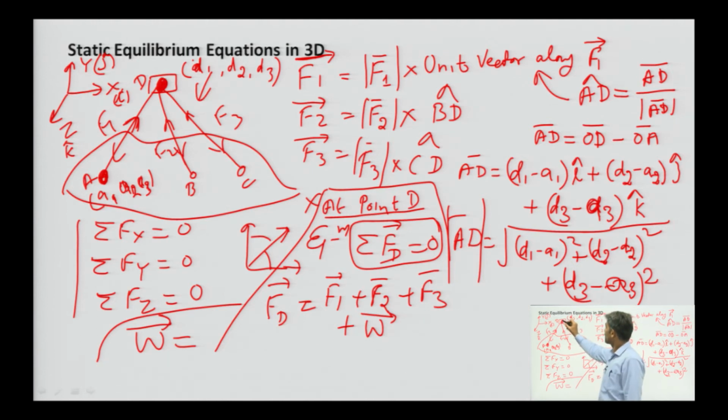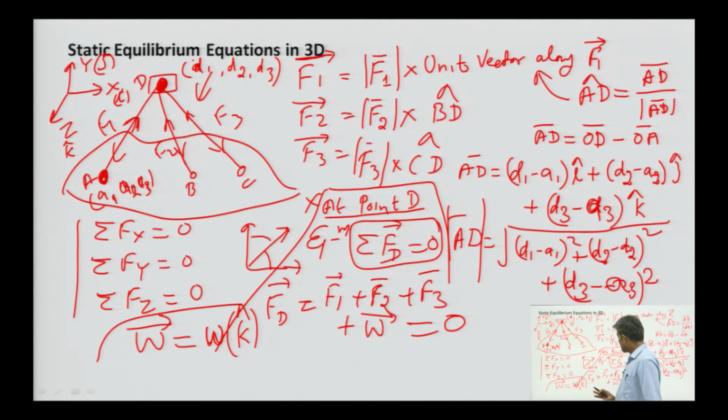If its weight is W, then what will be the unit vector? If I am taking this smart board as x and y, then the elevation from the ground, if I am taking this as the z axis, then the unit vector along the load will be K cap. So the load vector will be magnitude W multiplied by K cap. So FD is this one, and that should be equal to 0.